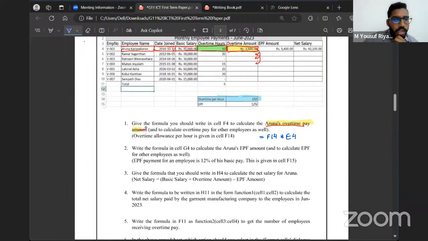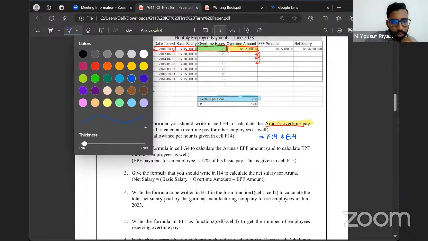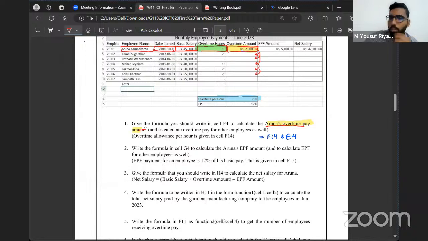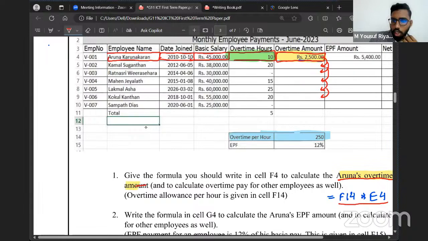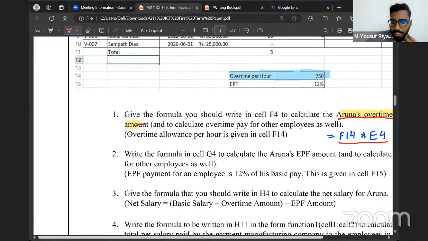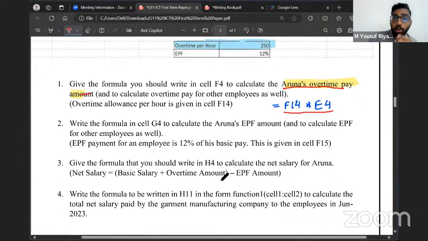F14 into E4. Okay. Now, if I copy this value I have for Anura to the below cells, what will happen is the formula also will be changing. The cell address in the formula will also be changing. Because normally, whenever you're referencing a cell address in a formula, there are two methods you can reference it. One method of referencing a cell is called relative cell reference. The other method is called absolute cell reference. These are two methods of referencing a cell address in a formula.